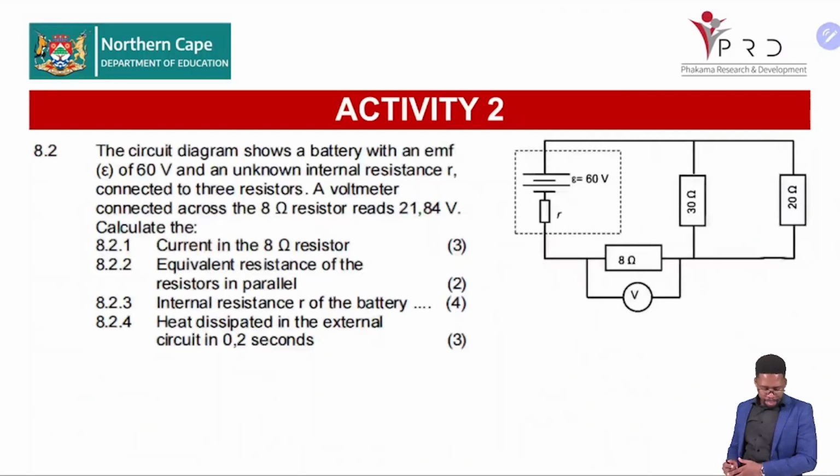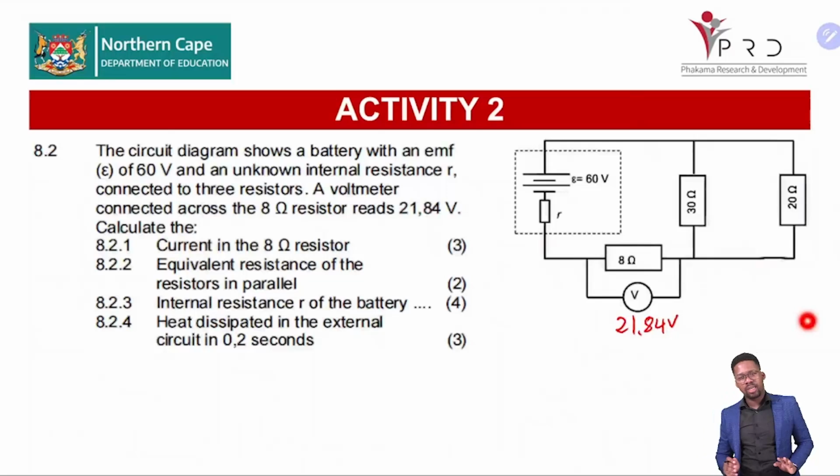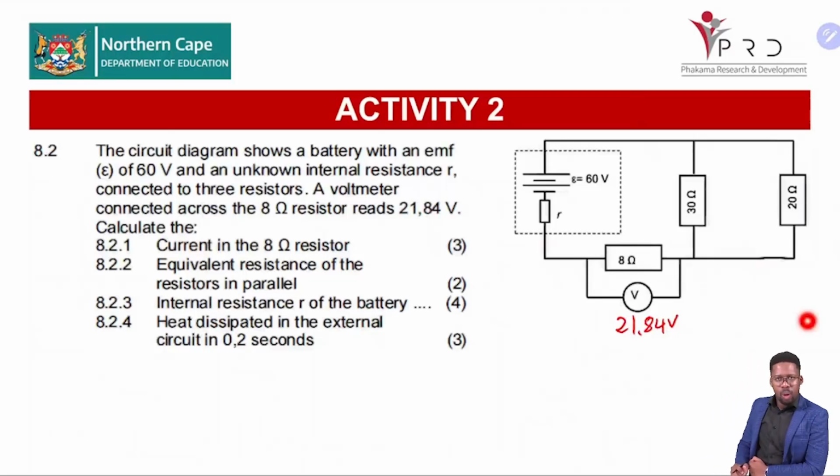Here is our issue. A circuit diagram shows a battery with an EMF of 60 volts. Once you are given the EMF, you know your destination. Whatever we do, we must get the internal resistance. And an unknown resistance are connected to 3 resistors. You are told that this voltmeter reads 21,84 volts. And that's it. We don't go to questions. We analyze. Our destination is the internal resistance.